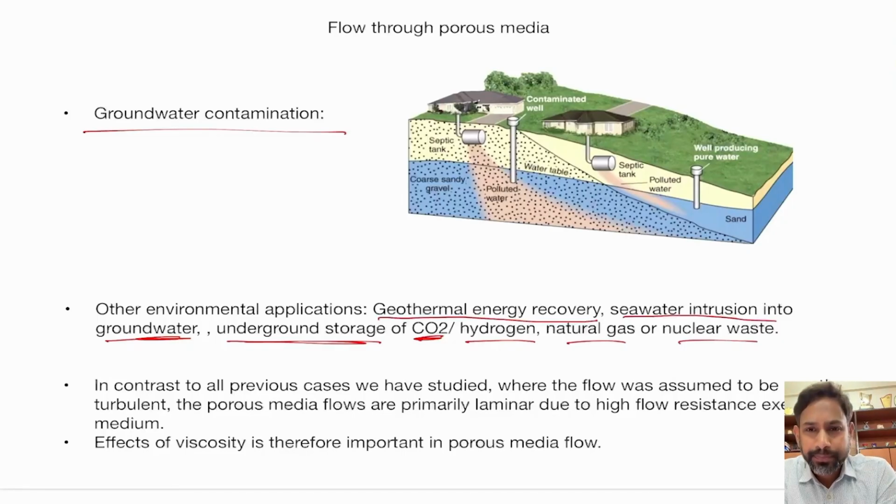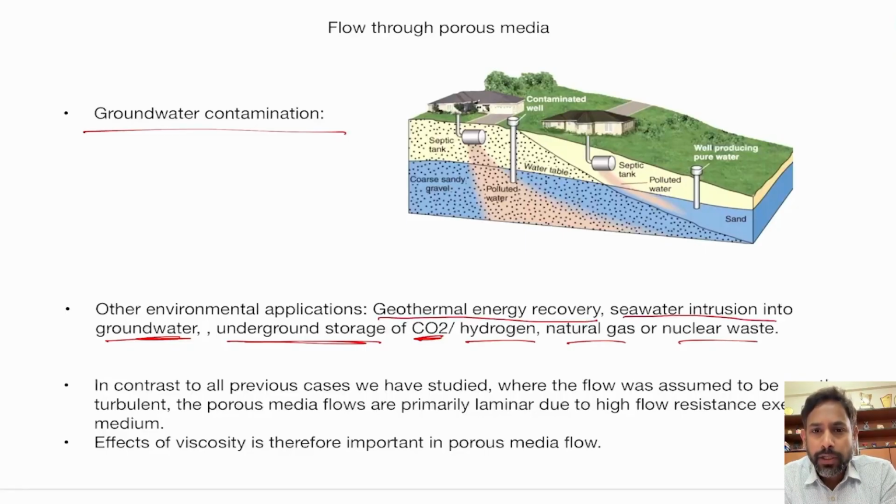etc. So these are all new applications where all these products are generally stored underground for different purposes. For example, carbon dioxide is stored for the purpose of mitigating global warming, or hydrogen is now stored to create green energy, right? And then natural gas or nuclear waste is stored underground to keep it safe from the surface level, right? And then also in the petroleum industry, porous media flows play a really important role, because the way all these petroleum products are extracted from underground is possible only because of flow through porous media.